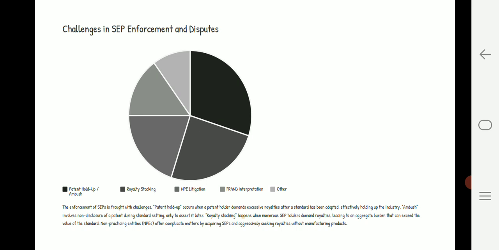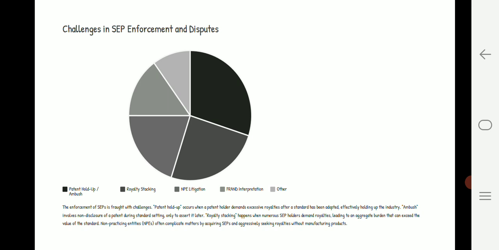There are different challenges of SEP enforcement and disputes. This bar graph shows different colors, all similar to black, but with a slight difference in each color. Based on the color we can divide it into five types: patent holdup, ambush, royalty stacking, NPE litigations, FRAND interpretation, and others. So we can say that the enforcement of SEPs comes with challenges.